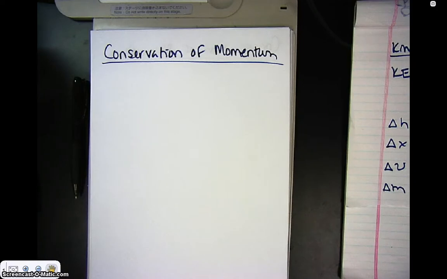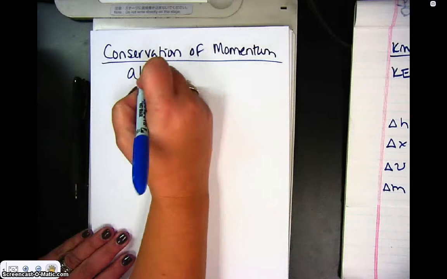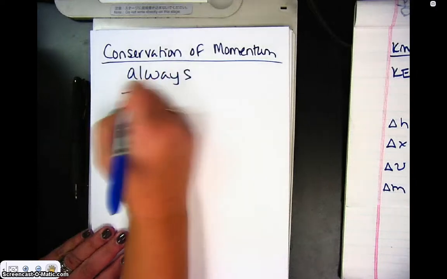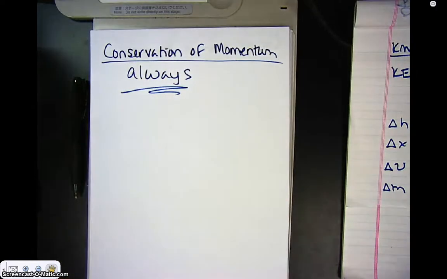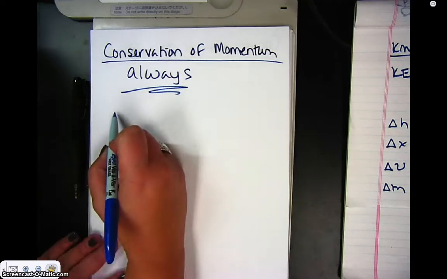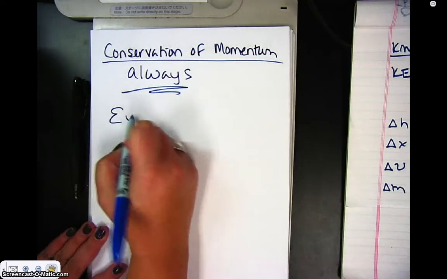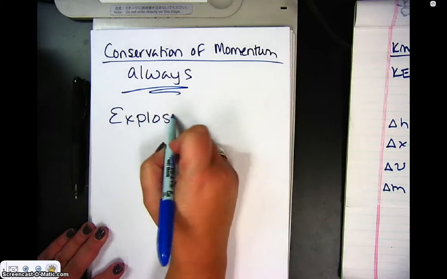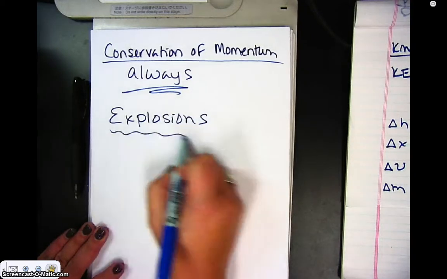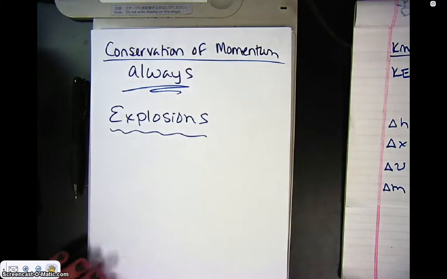But when we look at the idea of conservation of momentum, momentum is always, no matter what, conserved, right? So there will never be a loss in momentum. Let's first take a look at the idea of explosions, and then in later videos, I'll talk about when things collide or run into each other.